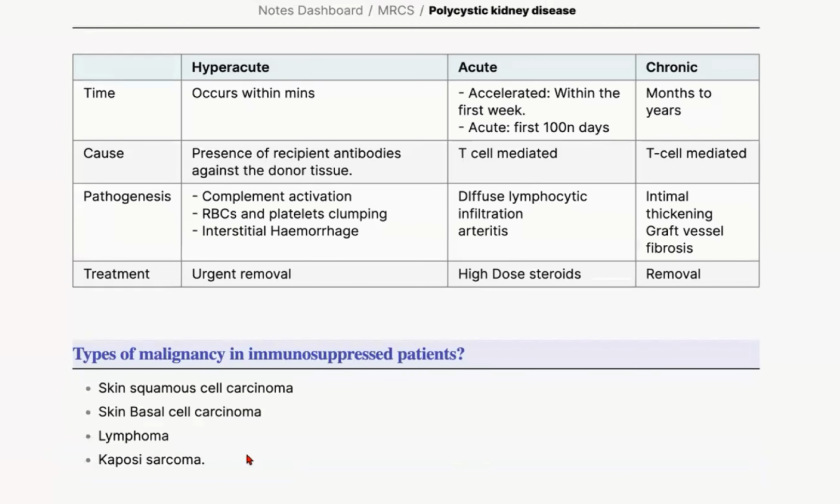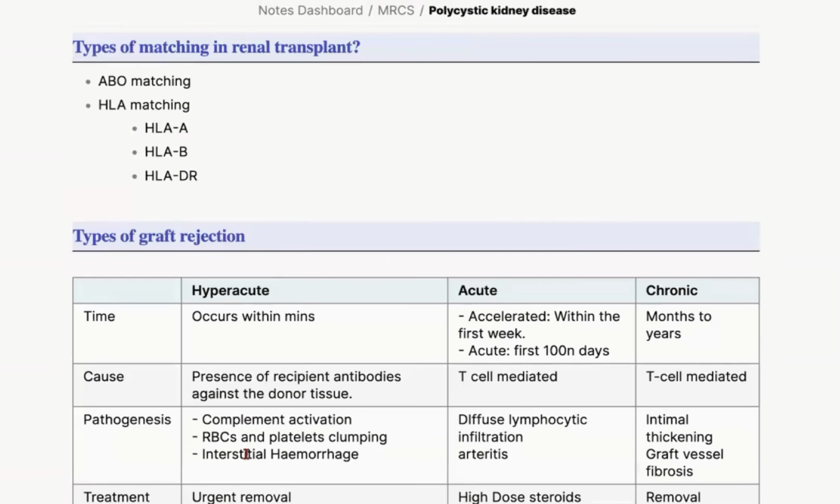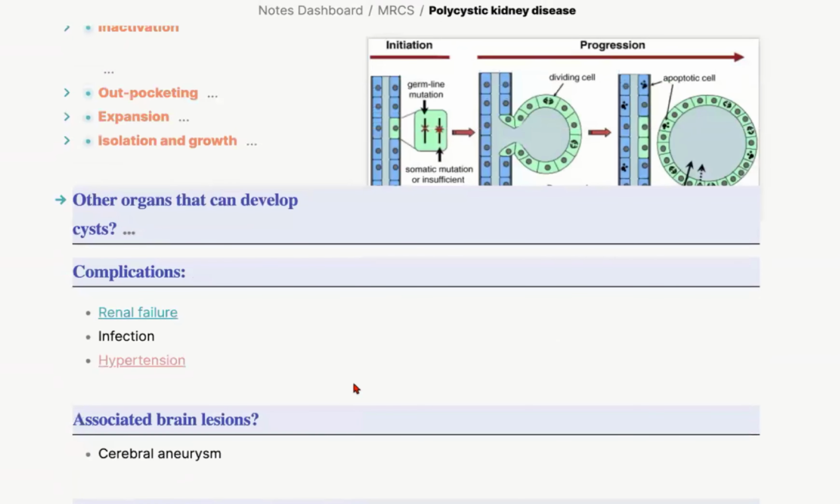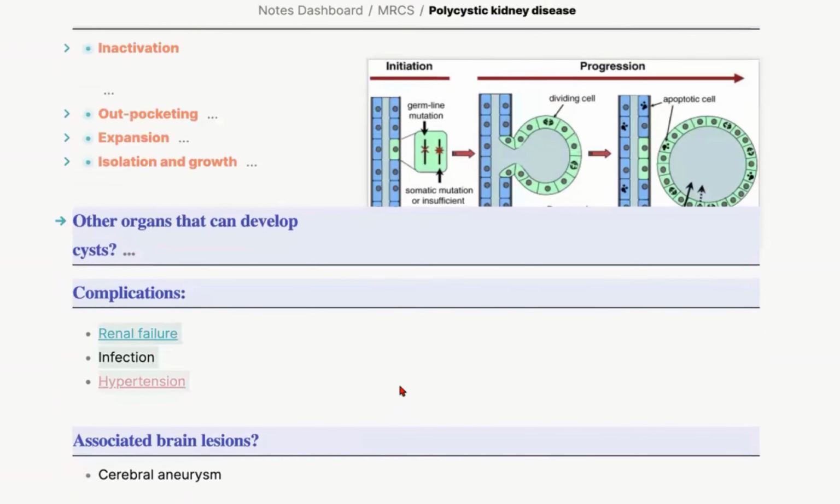All right, well done. So again, I really like that. Very straight and to the point, and not fiddling around. So that's great. The only thing to mention, the complications, you want to focus on renal failure, infection, and hypertension. These are the buzzwords that you actually need to mention there.